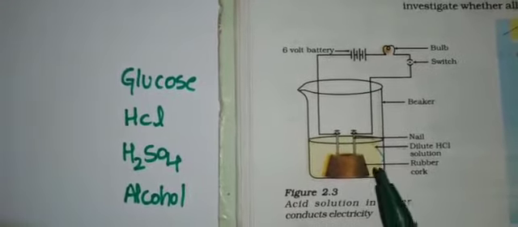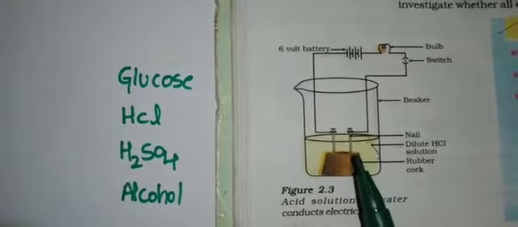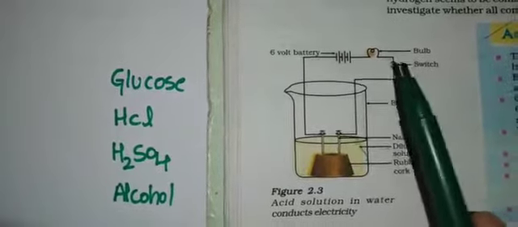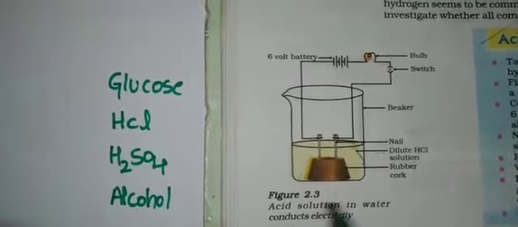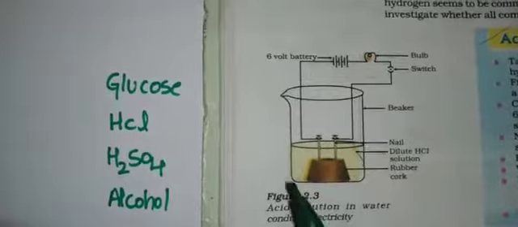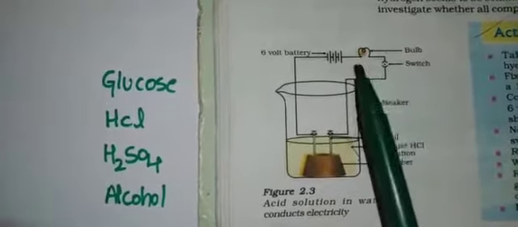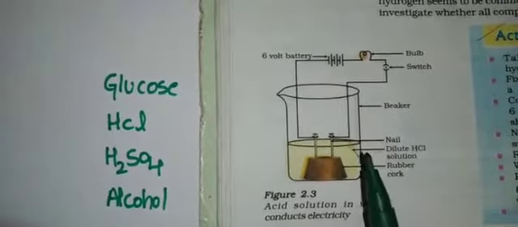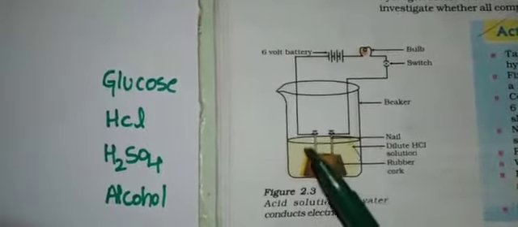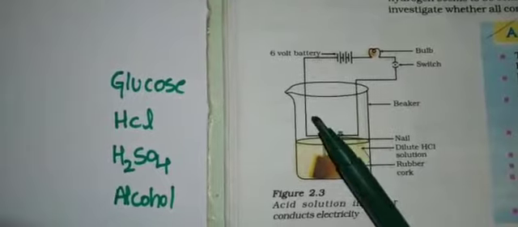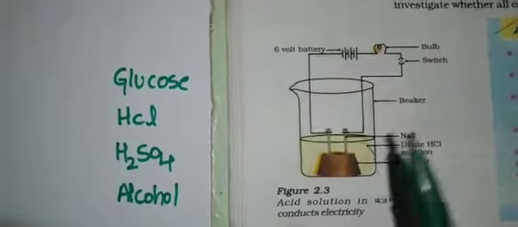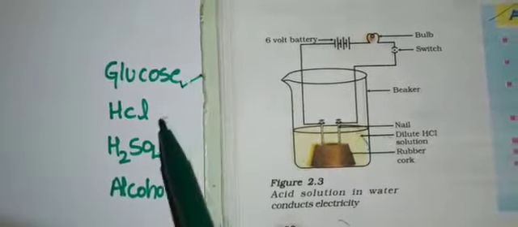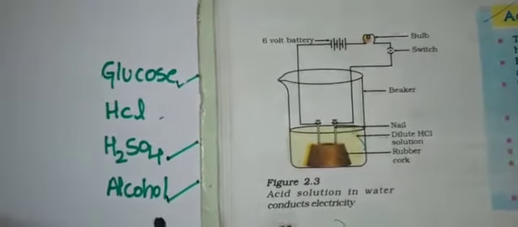Now we have to pour this dilute hydrochloric acid solution into the beaker, and we have to switch on the current. Okay, we have to observe what happens. We have to check whether the bulb will glow or not when we add this hydrochloric acid. So we have to repeat with dilute hydrochloric acid, and test the remaining solutions, the same as glucose, sulfuric acid and alcohol.